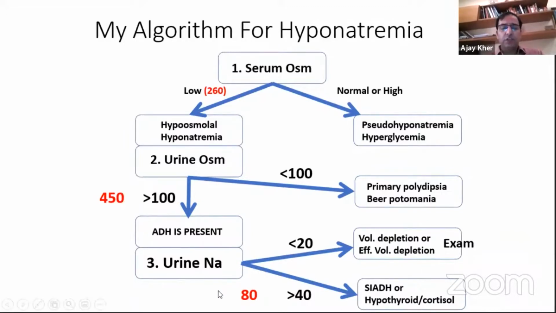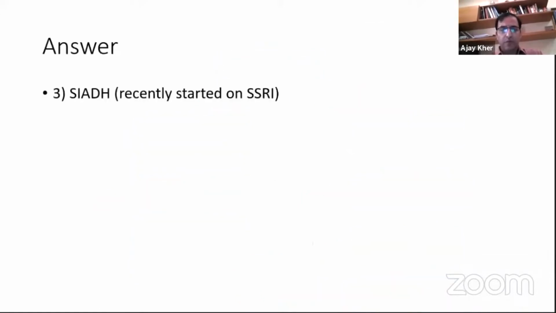This patient, the urine sodium is 80. So this patient has SIADH. Before you label someone with SIADH, you should also assess them for hypothyroidism and hypocortisolism, and that would be something that you would do. In this case, the patient had actually started a recent SSRI, or serotonin reuptake inhibitor, and that was the cause of his SIADH. We stopped the drug, and the SIADH went away.